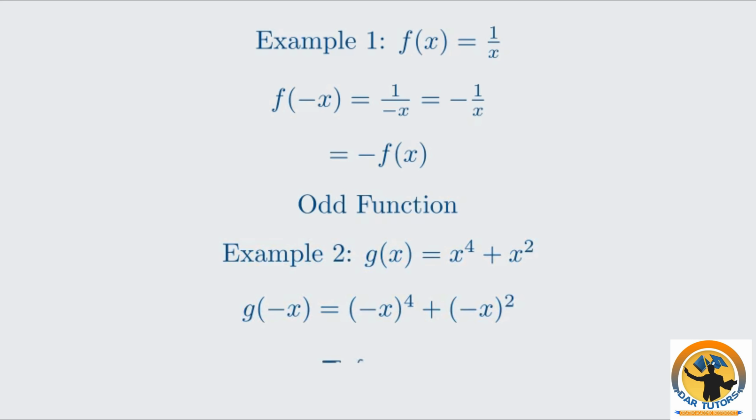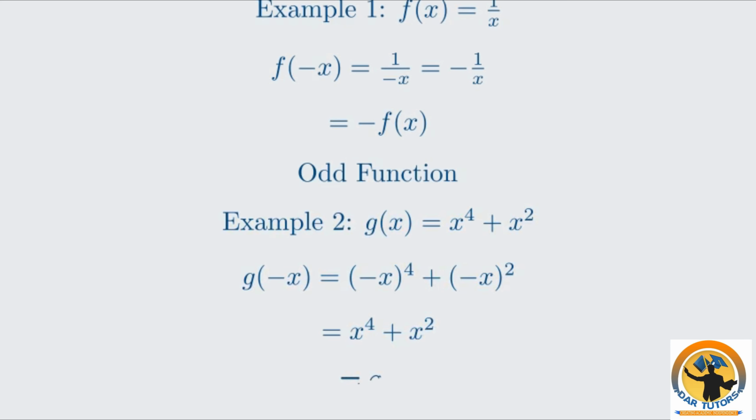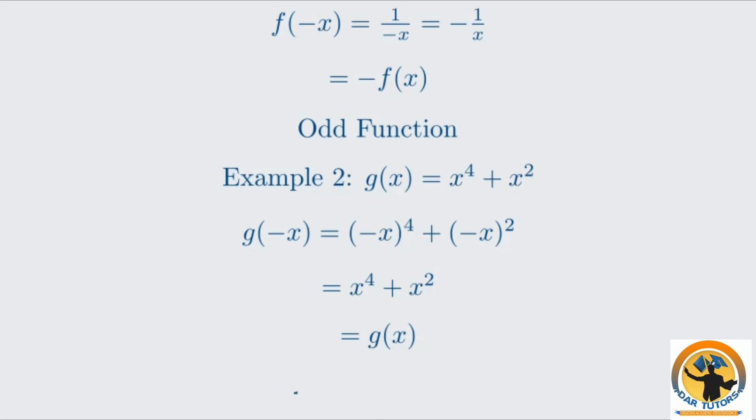This is negative x to the power of 4 plus negative x squared. Since both powers are even, the negative signs disappear. We are left with x to the power of 4 plus x squared, which is our original function, g of x. So g of negative x equals g of x, making g of x an even function.